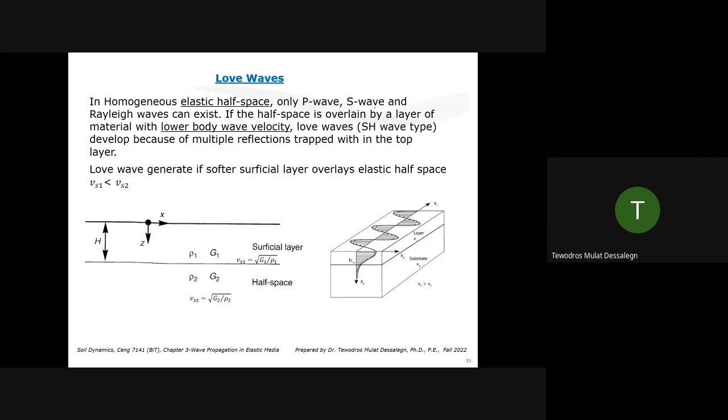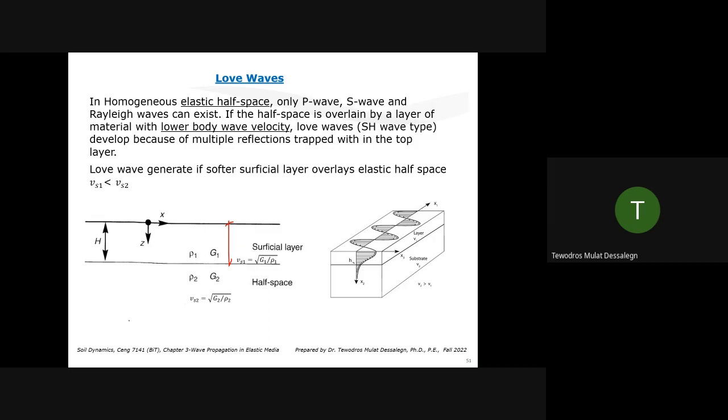So for Love waves to occur, you need to have certain conditions satisfied. You need to have a layered ground. If you have a homogeneous space, uniform space, whether it is a rock or soil, if it is uniform, you don't see Love waves on the ground surface. Love waves occur when you have a superficial layer, very shallow, let's say the first 100 meters or the first 50 meters, when the shear wave velocity of the superficial layer is lower than the half space. Let's say this is a rock, and the top surface is, let's say, soft soil.